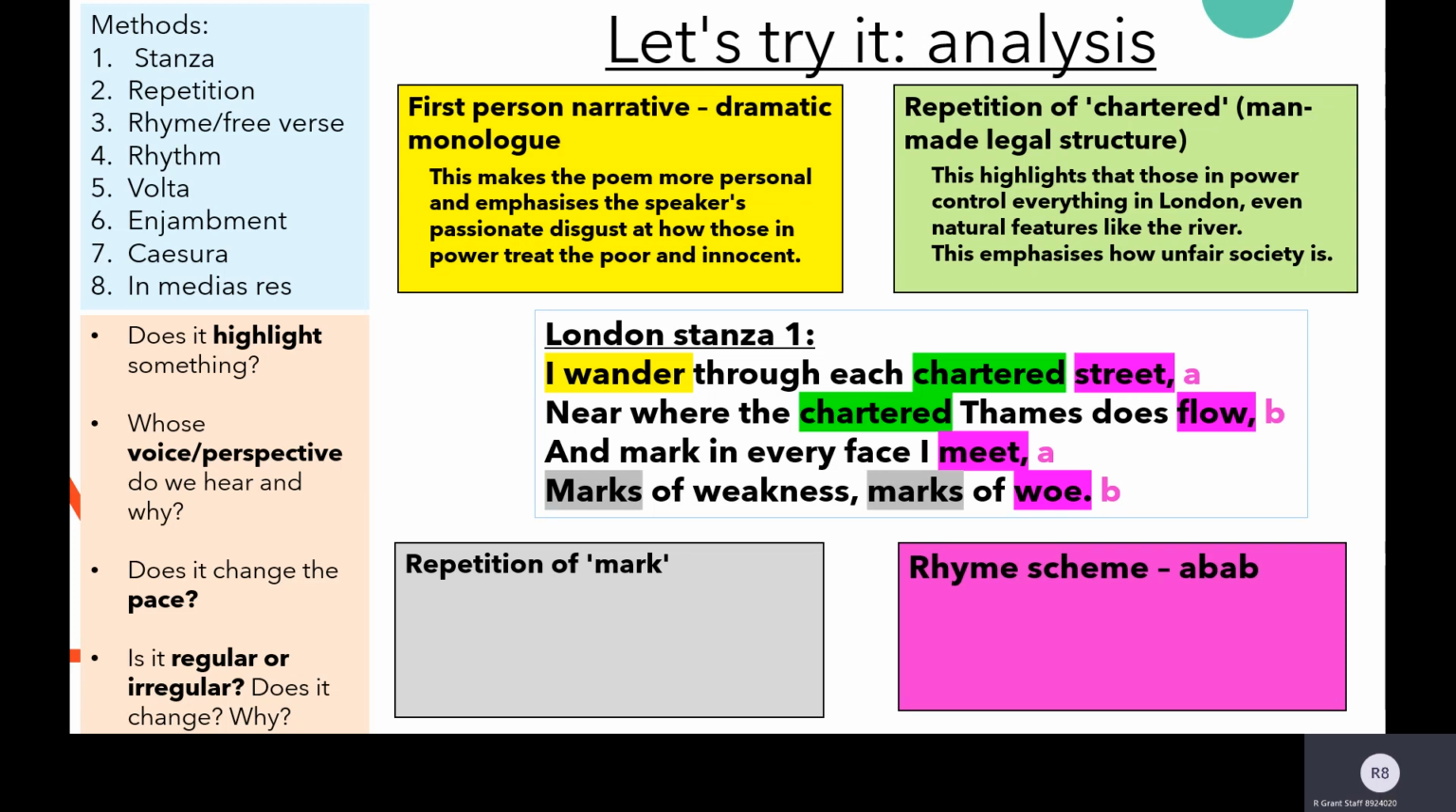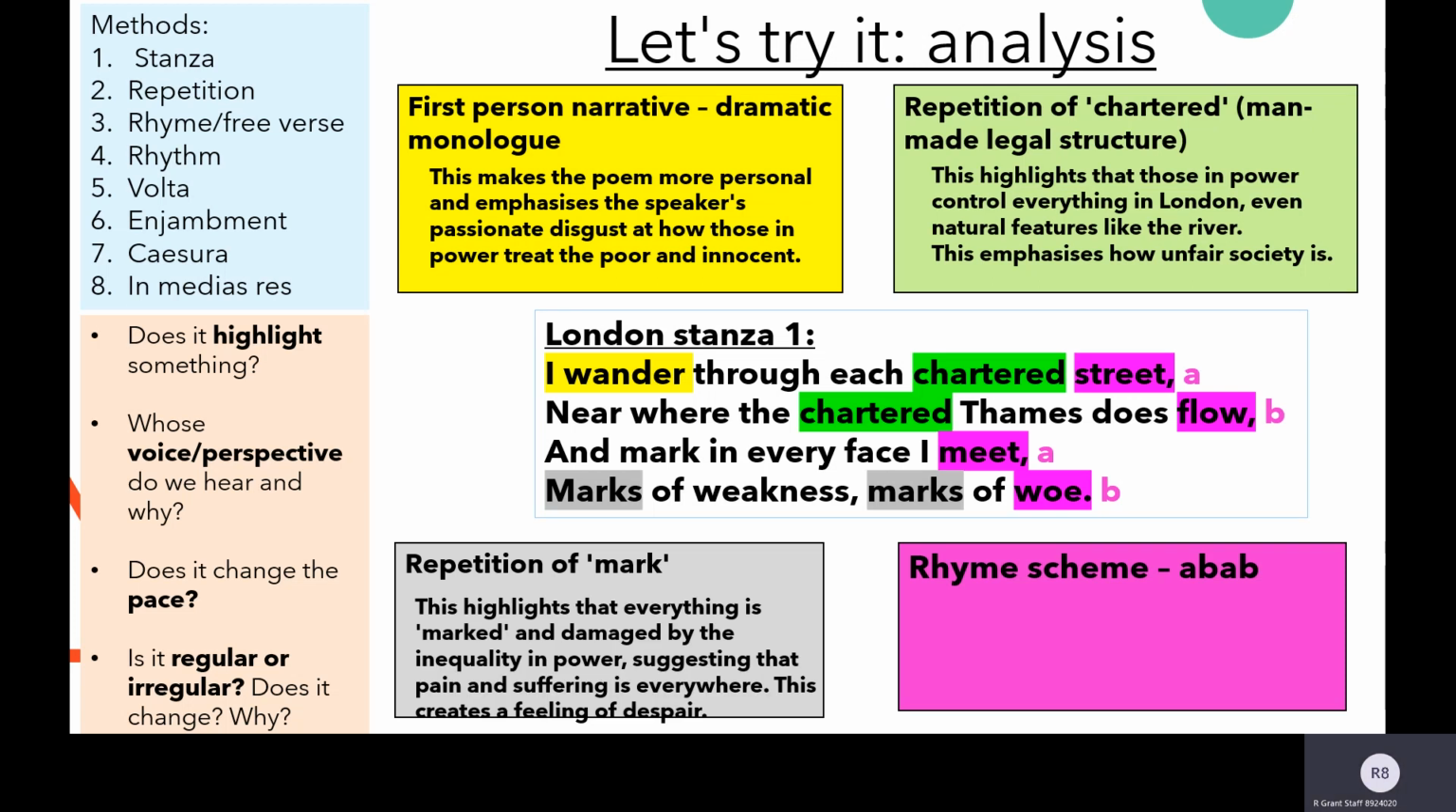Similarly, with the repetition of marks, once again, I'm thinking about what that highlights. And when I think of a mark, I think of maybe a scar or an injury, which is language analysis. So why has the poet chosen to repeat this twice? Well, I think he's done this to highlight that weakness and woe is everywhere, is very prevalent, and no one can escape from the control and the inequality here in London society. So I put that this highlights that everything is damaged by the inequality in power, suggesting that pain and suffering is everywhere, creating a feeling of despair.